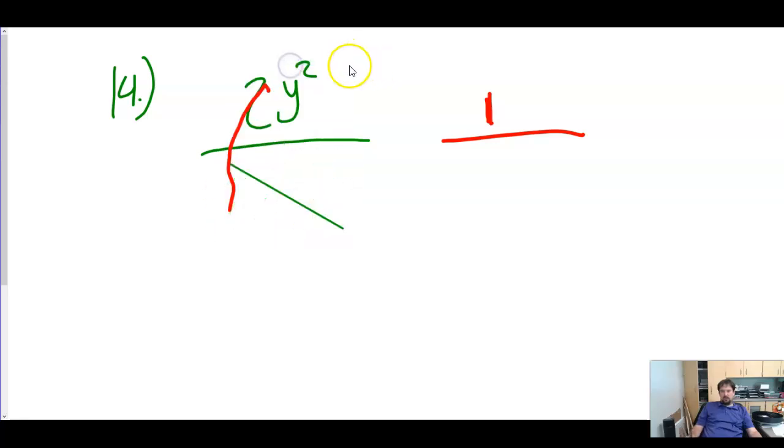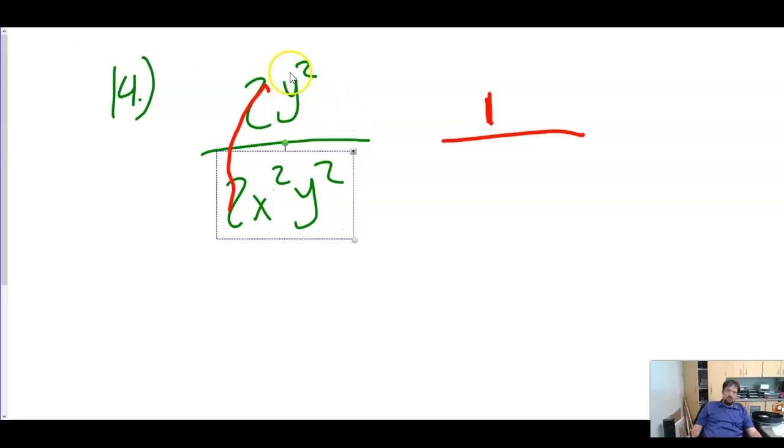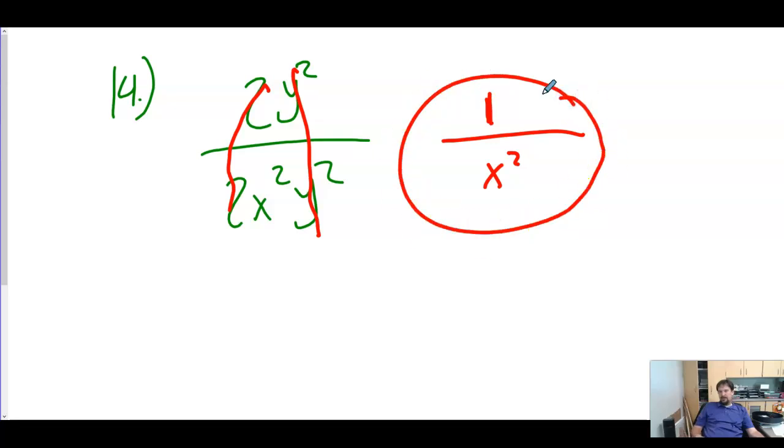y squared and y squared, whoa, what just happened? They disappear. They cancel each other out. And so we're left with that x squared. So we're just going to bring that over, and there's my answer.